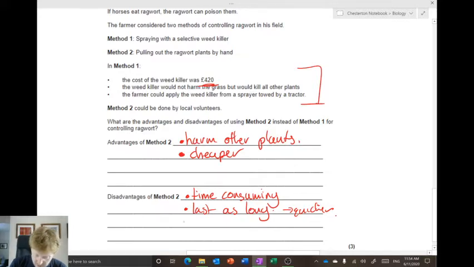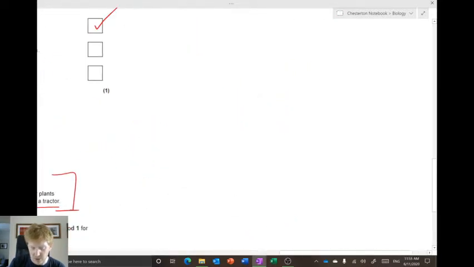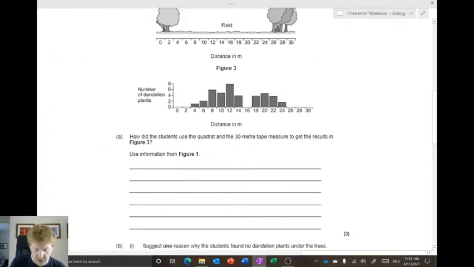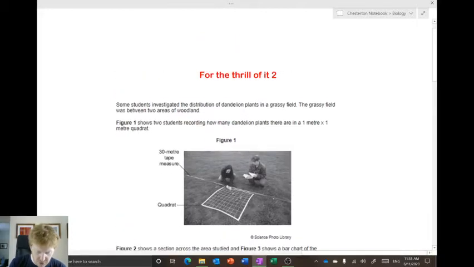And another disadvantage, which is actually this one right here: the farmer could be towed by a tractor. It's more labour. It's more likely to harm yourself or hurt your body by having to pull these out. Whereas the weed killer can just be sprayed from a tractor while you're listening to your favourite tunes. All right, brilliant. So, lucky last extra question.